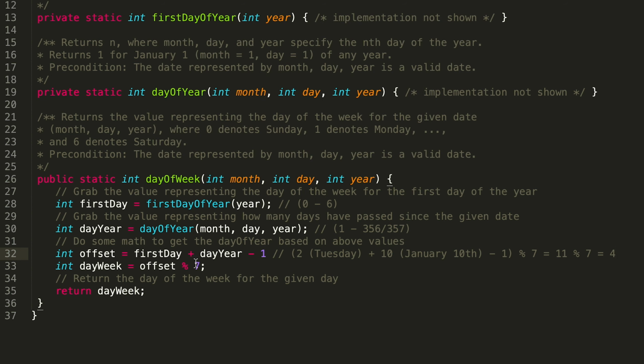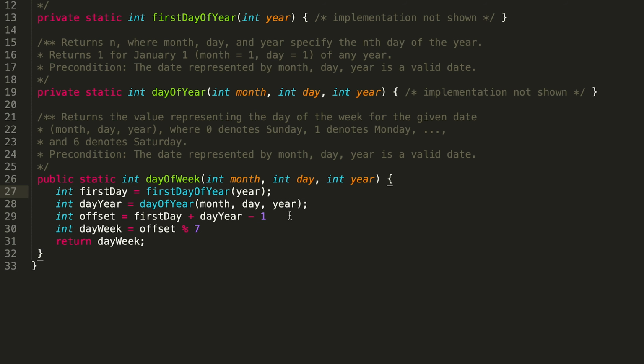This solution makes sure to account for the fact that our day of the year can be very big to make sure it fits within that 0 to 6 range. If we get rid of the pseudocode, here is what our solution ends up looking like, where we're grabbing the first day of the year, we're grabbing the day of the week for the first day of the year, we're grabbing what day of the year was given to us, we're doing some math to get it in the right place, we're modding it by 7 to make sure it fits in our range, and then we're returning that because our method returns an int.